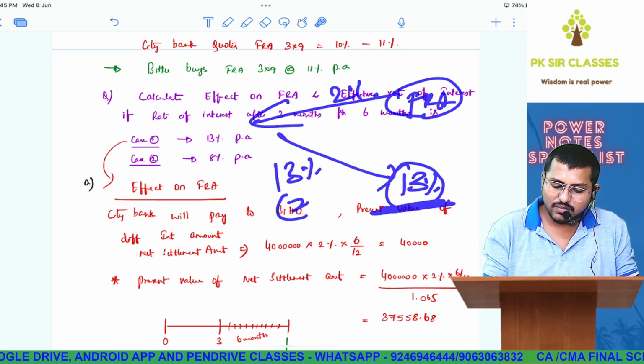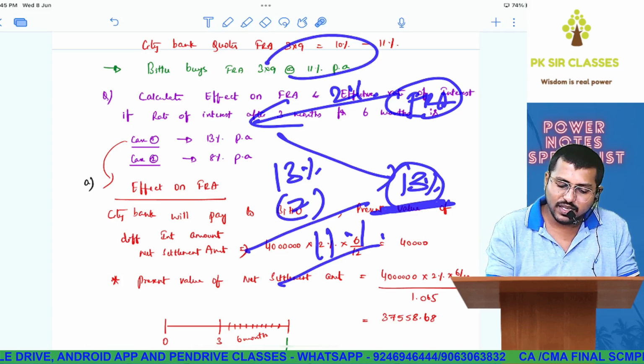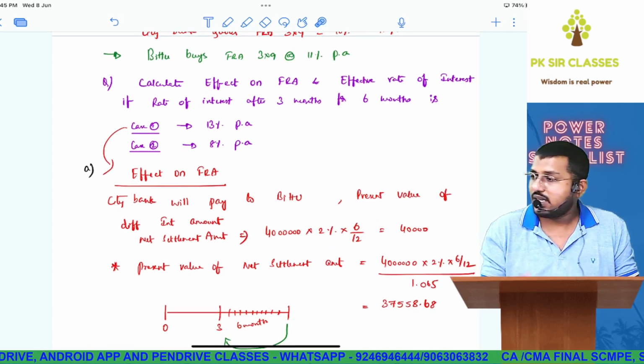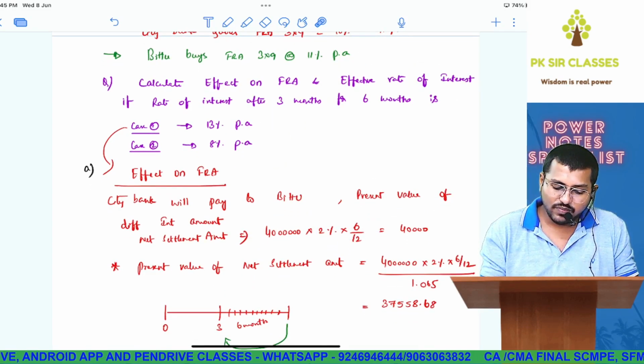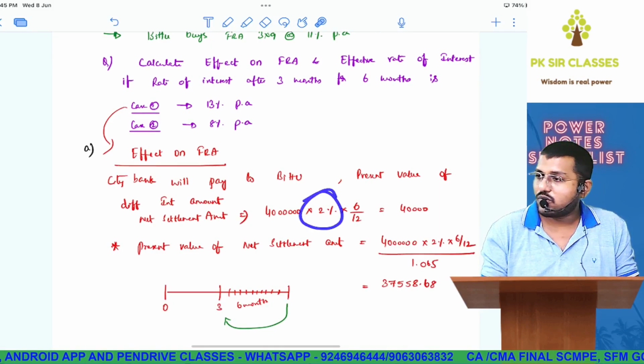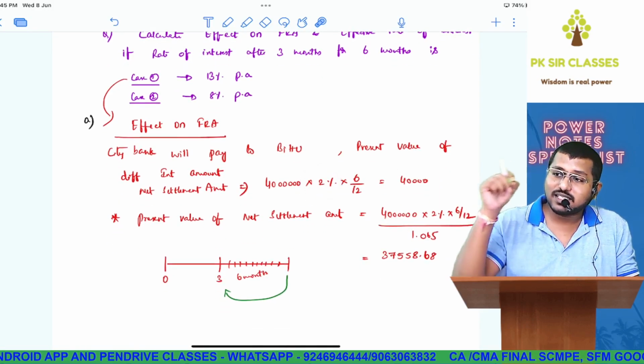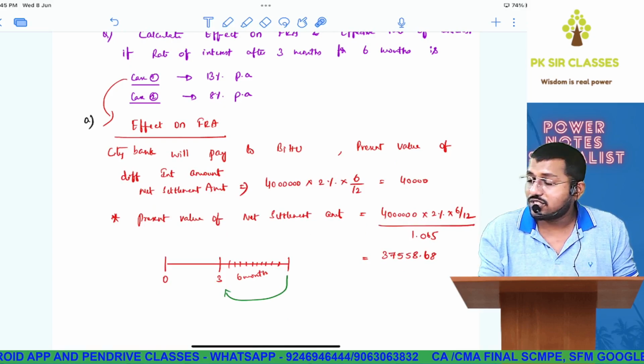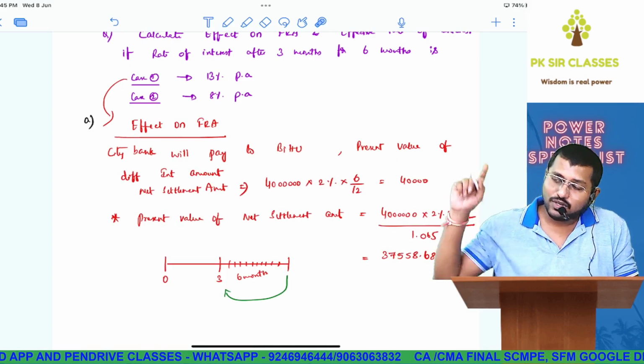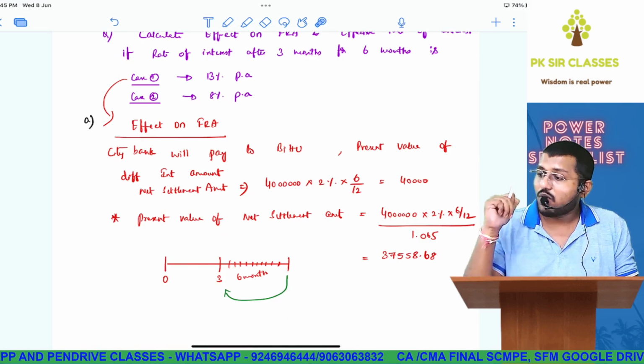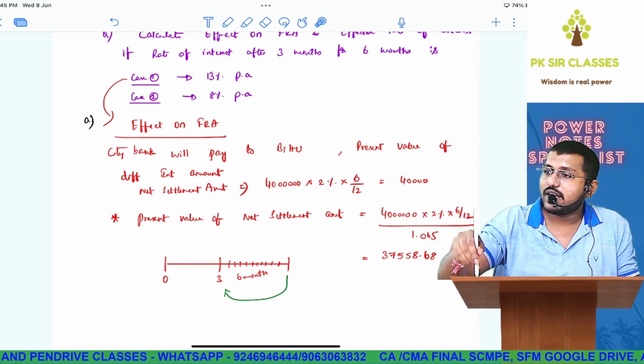So that 13% minus 2%, his interest will be 11% only. But here we have seen a twist. What is the twist? The bank will not pay the entire 2%. They will only pay the present value of the differential interest. Present value means, sir, will you discount the interest? Yes. At what rate, sir? On that day, whatever the rate is, with that rate.